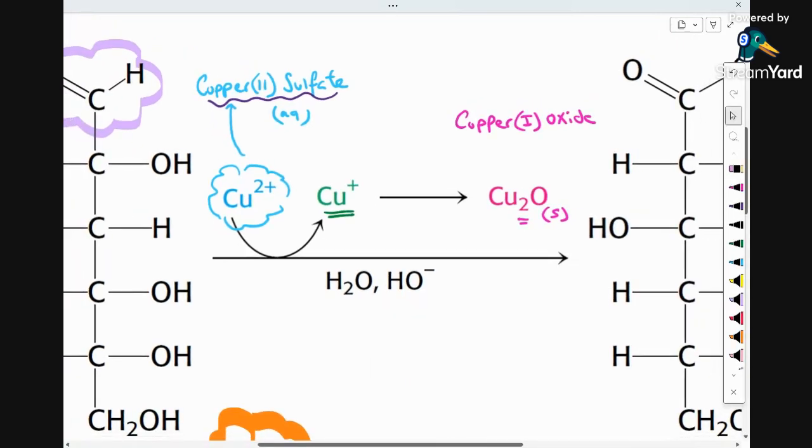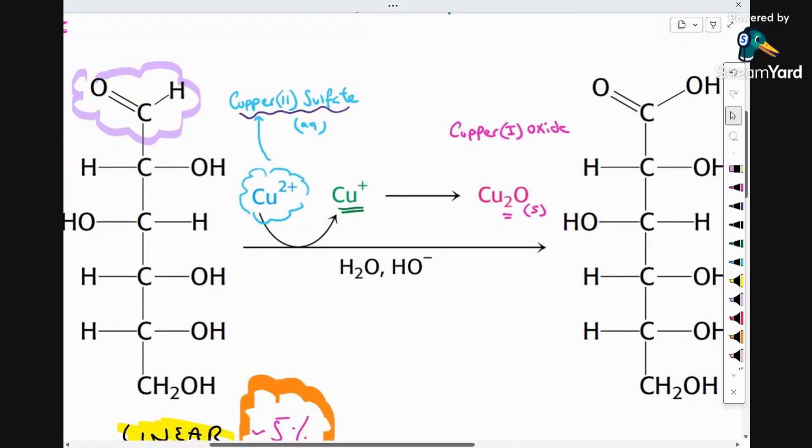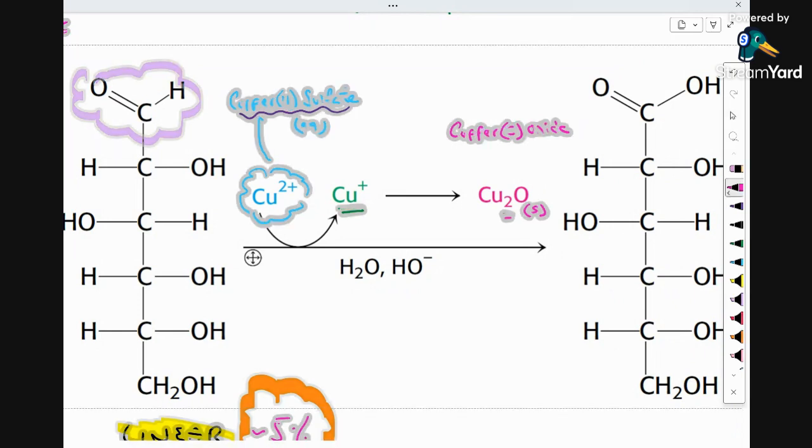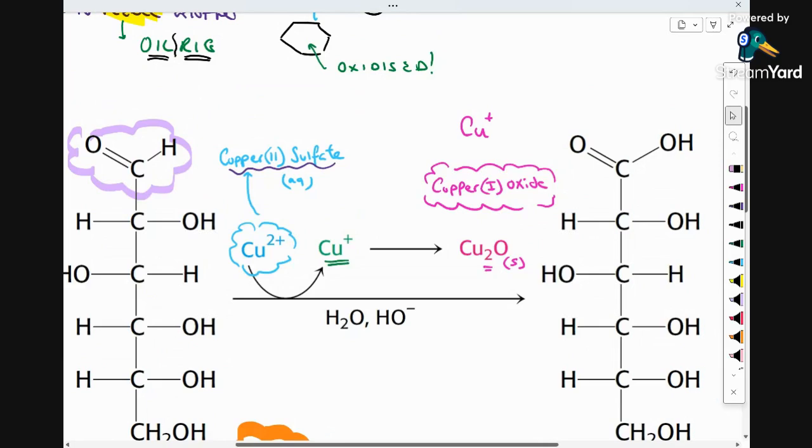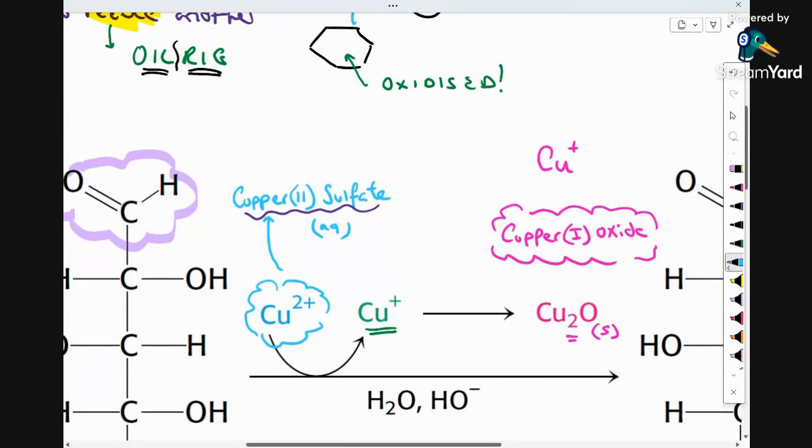So we can see a color change. If we have a solution of copper 2 sulfate and we react this with our free aldehyde group, in other words, with our linear glucose, we produce a precipitate of copper 1 oxide. So hopefully you can see the overall reaction is, in terms of ions, that copper 2 plus, which is blue, gets reduced into copper 1 plus, which forms as a solid ionic compound, as a red precipitate.